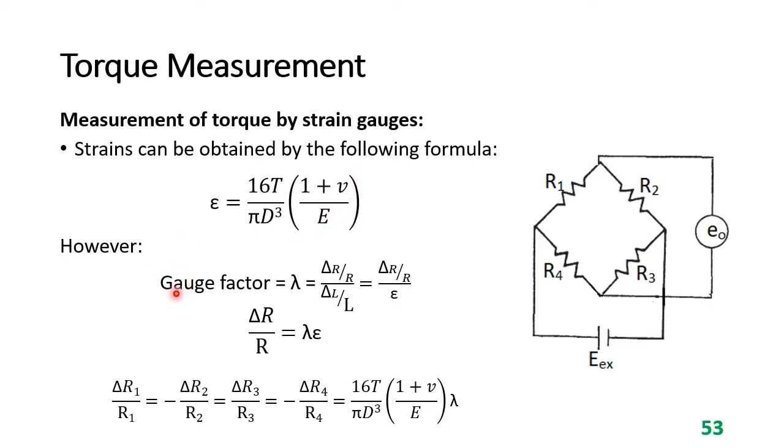However, we know that the gauge factor of a strain gauge can be given as delta R over R divided by delta L over L. Here delta L over L is equal to strain. So from here we can find the value of delta R over R as lambda into strain. So putting the value of strain here, we can find the value of delta R over R for 4 strain gauges in this way. Here note that the negative sign with these two is due to the reason that strain gauges 2 and 4 were under compression.